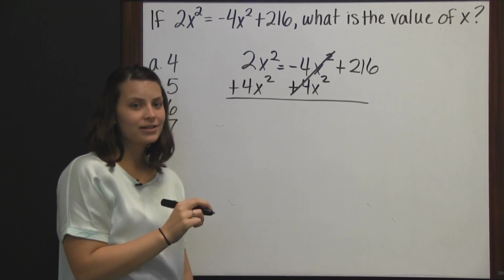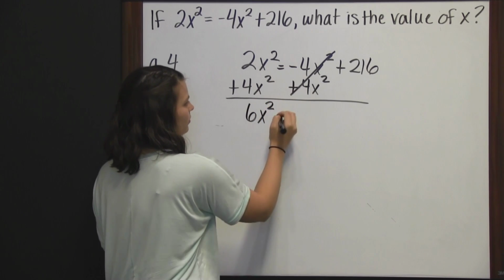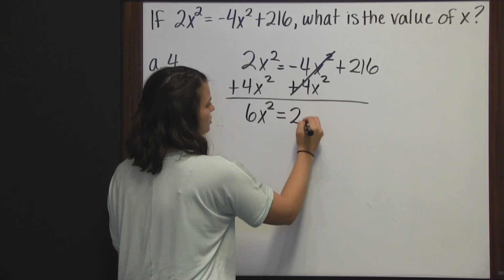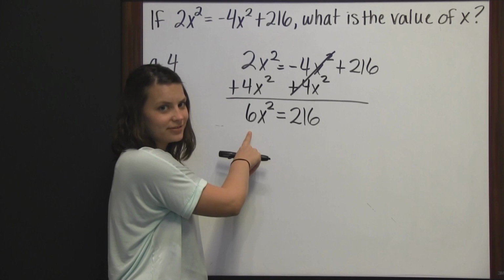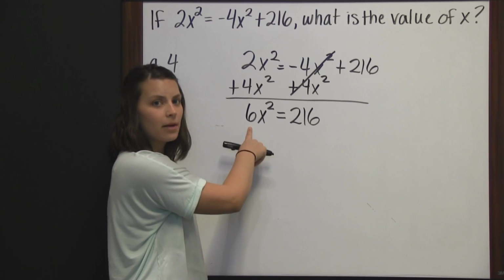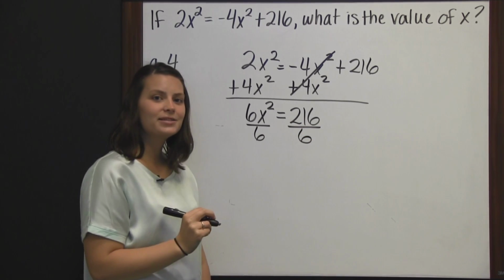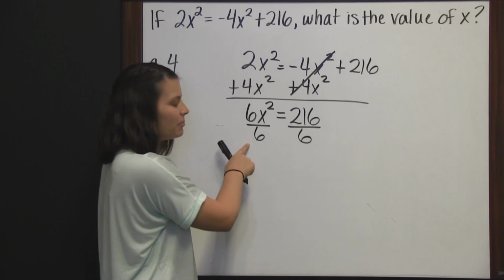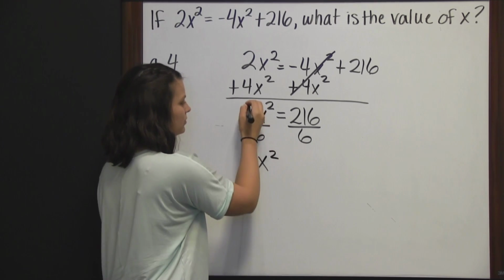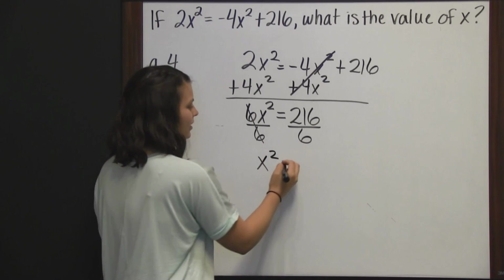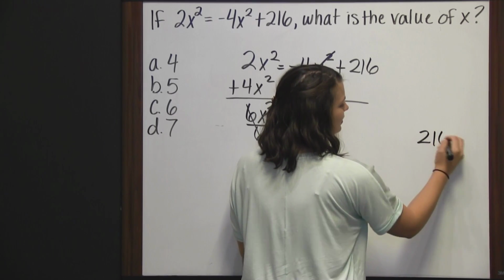Now on the left-hand side, 2x squared plus 4x squared is 6x squared. Bring down the equal sign and bring down 216. So this is 6 times x squared. So to get rid of this 6, we do the opposite of multiplying, which is dividing. Divide both sides by 6. 6 divided by 6 is 1, and 1 times x squared is simply x squared. So those 6's cancel. And that equals, and now we can take 216 and divide it by 6.